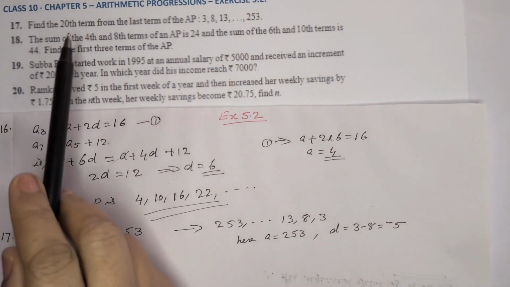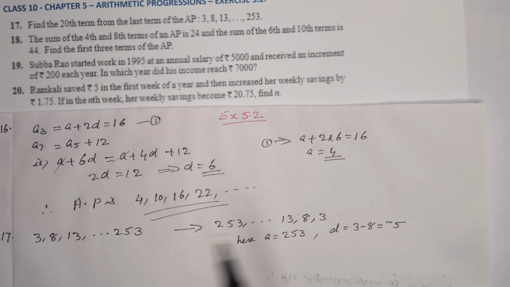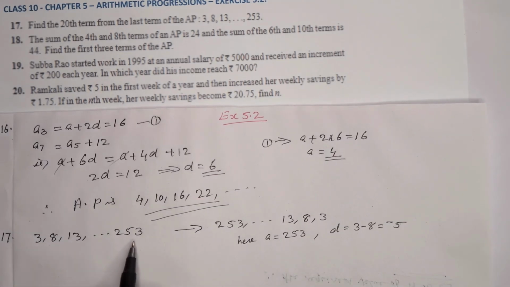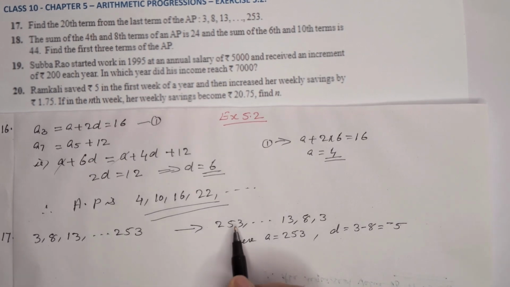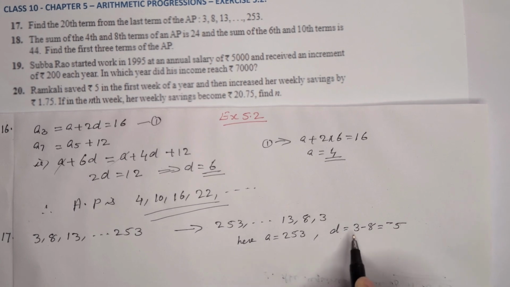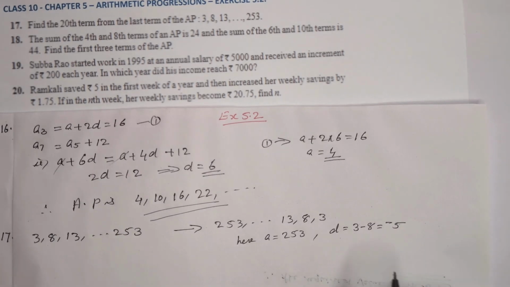Question number 17. Find the 20th term from the last term of the AP. The AP is given in this order. From the last, the 20th term, so we can write it in reverse order: last term as first, and just reverse the order. 13, 8, 3, etc. Here the first term a is equal to 253 and d is 3 minus 8, so that will come as minus 5.